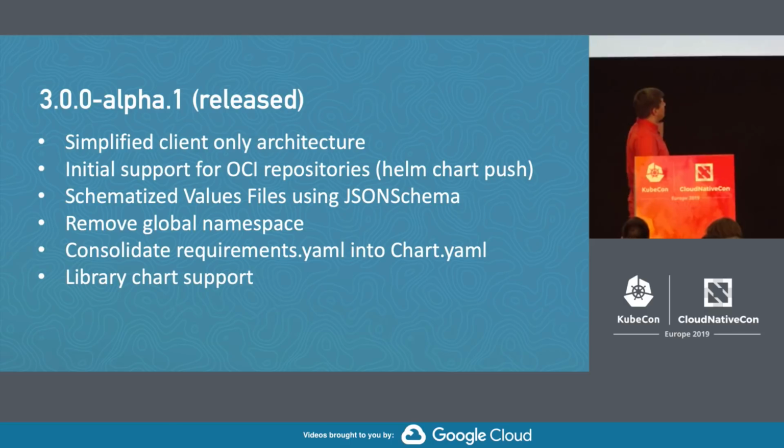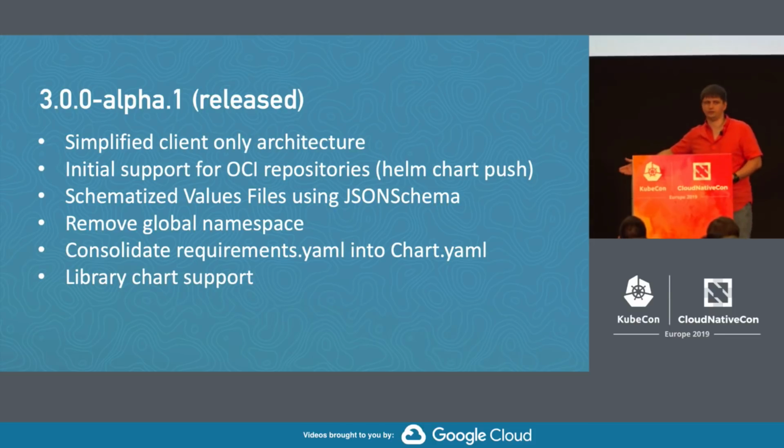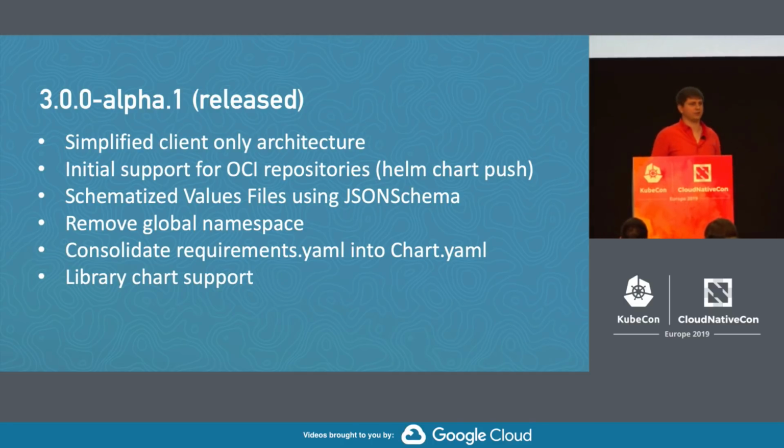You can now schematize your values files using a JSON schema. So if you install a chart and you provide values that do not validate against the JSON schema, it'll just bonk out, which can be really helpful for people who are sending in values and don't know if they'll be validated or if it's proper data. So it's nice for chart authors to get that information.